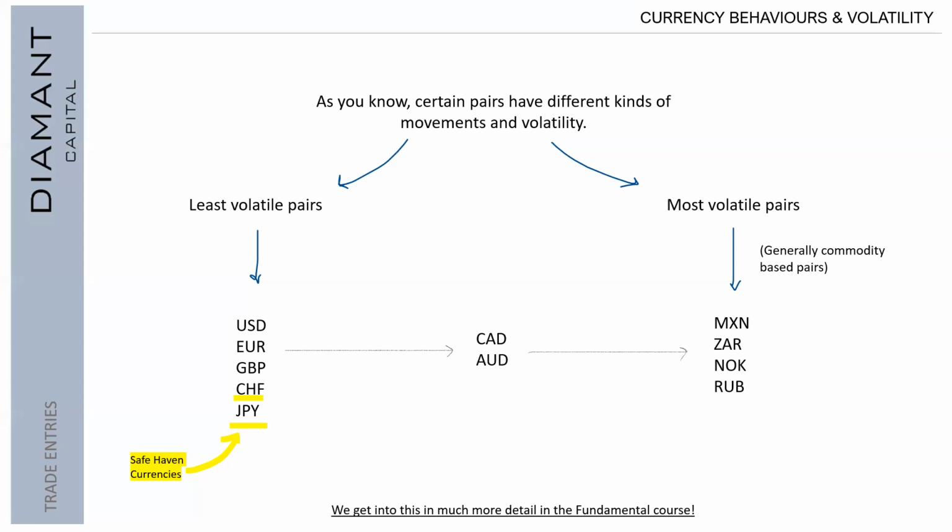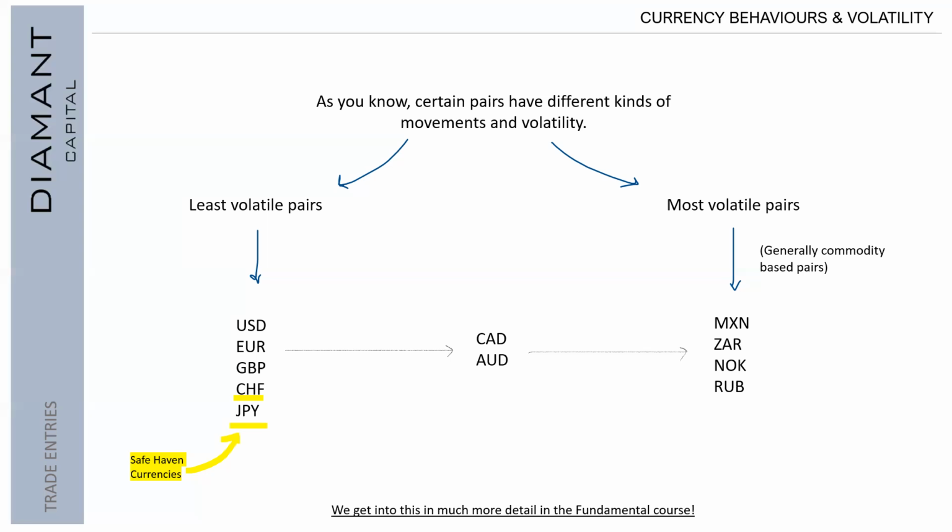Then you've got the medium range, which I'd say is CAD and AUD. You could even put NZD in there as well, any country with a lot of exports. But then the most volatile pairs are the exotic pairs. They're not heavily traded, usually commodity-based pairs. The Mexican peso, Norwegian krona, I think it's called. And this is sort of a precursor into the fundamental course that we'll be going through.